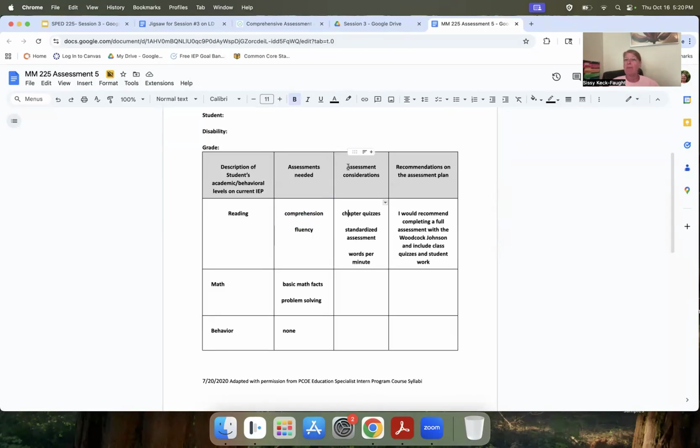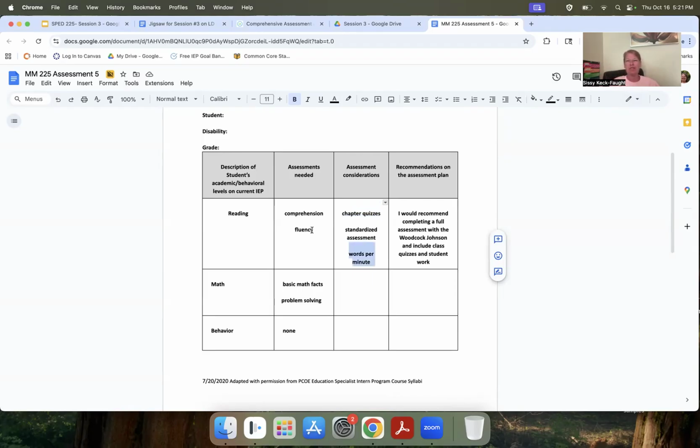So then I'm thinking about what kind of assessments I would consider. Maybe I'm going to look at chapter quizzes, right? So things that they are reading every day in class, or their independent reading quizzes, things like that they're taking. Maybe I'm going to take that into consideration. Definitely some kind of standardized assessment, because I'm going to be looking for eligibility. But then also if there are areas of fluency, I'm going to be looking at words per minute.